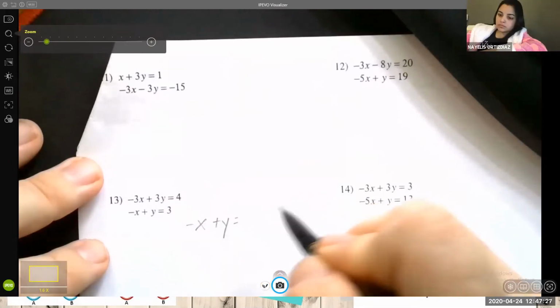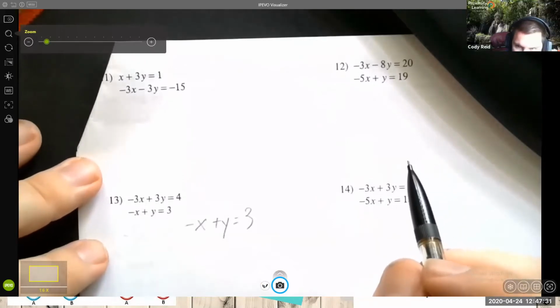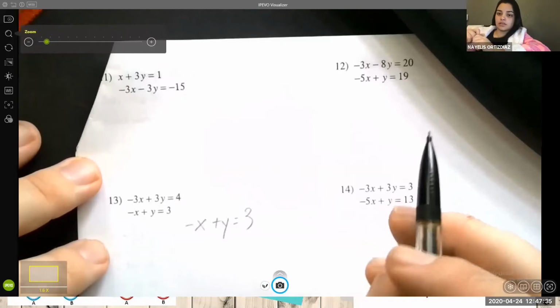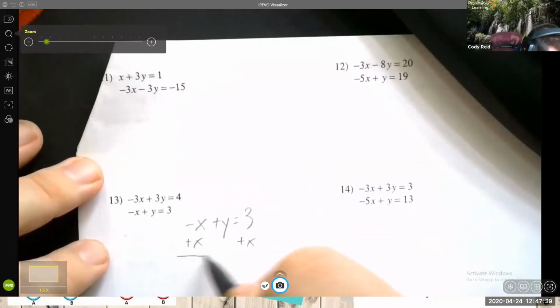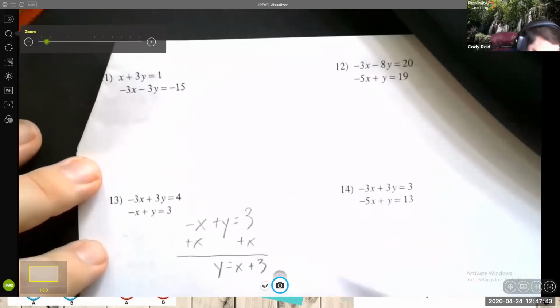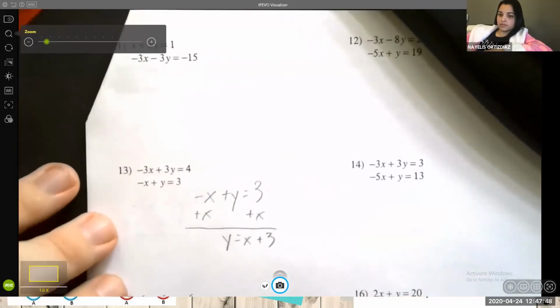All right, so we got this. In order to get y by itself, I have to do what? Add x to the other side. Good. So essentially, I'm going to get y equals x plus 3.